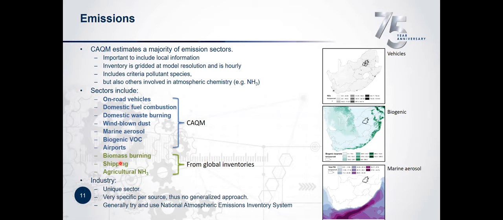For global emission inventories, we use four different sources. And this is mostly because we don't have better local data for it. If we had better local data or we could do a better job, we would improve on these. The ones in blue are what we develop ourselves, and actually windblown dust and biogenic volatile organic compounds are our emission models that are run also on the CHPC. For all the other ones, we just do the pre-processing of the emissions before it goes into the model on the CHPC.